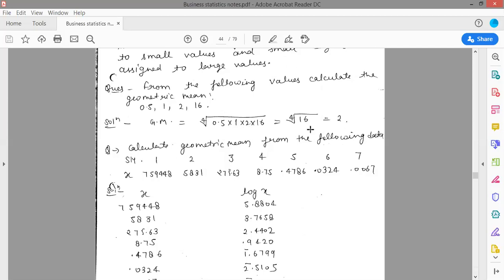Now the root of 16, taking another root of unity. That means 16 taking LCM, and it will be the fourth root of unity. So for 16, we can write 16 as 2 into 2 into 2 into 2, four times. So 2 is taken 4 times and we are taking the fourth root of unity. So our geometric mean is 2.